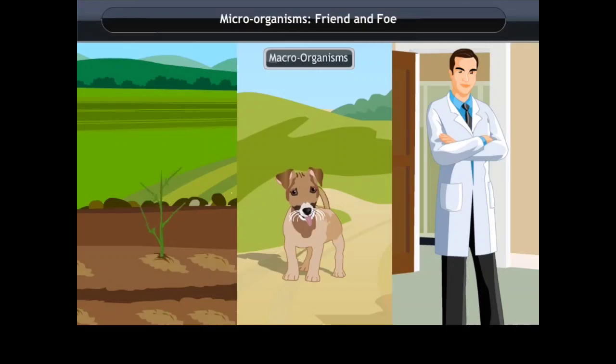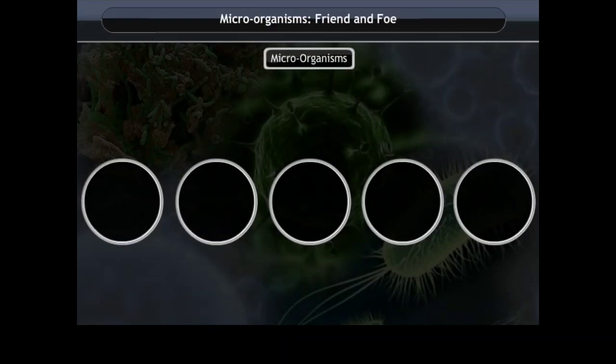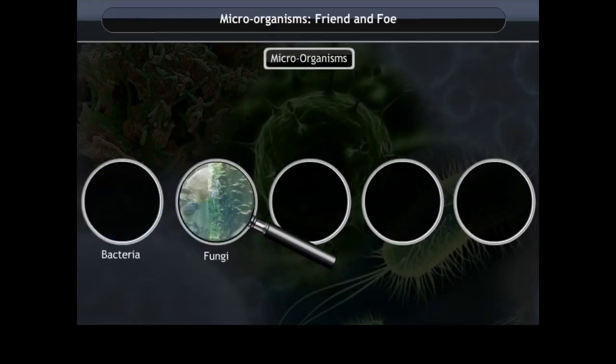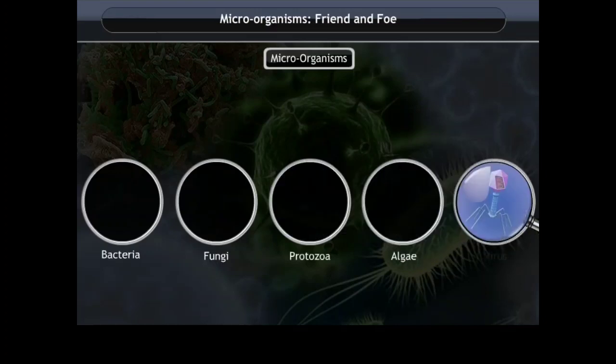Microorganisms, friend and foe. Some living organisms such as plants, animals and humans are large enough to be seen with the naked eye. But some living organisms are so small that we need a powerful lens or a microscope to see them. These are called microorganisms or microbes. Microbes are classified into 5 groups: bacteria, fungi, protozoa, algae, and virus.